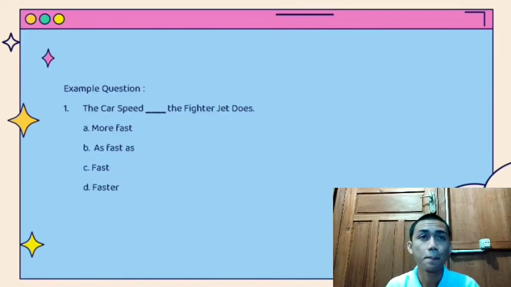Example question. 1. The car speed blank the fighter jet does. Option A. More fast. Option B. As fast as. Option C. Fast. Option D. Faster. The answer to the question is B, as plus as.